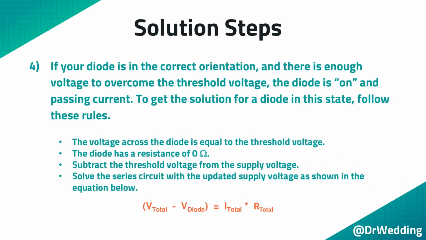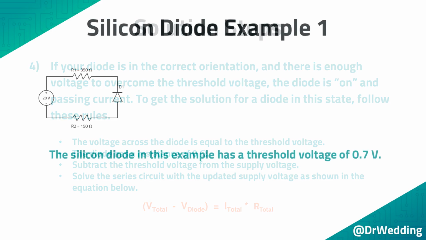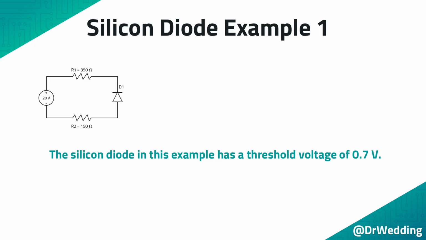Fourth, if your diode is in the correct orientation, and there is enough voltage to overcome the threshold voltage, the diode is on and passing current. To get the solution for a diode in this state, follow these rules. The voltage across the diode is equal to the threshold voltage. The diode has a resistance of 0 ohms. Subtract the threshold voltage from the supply voltage. Solve the series circuit with the updated supply voltage as shown in the equation below. Here is the first silicon diode example.